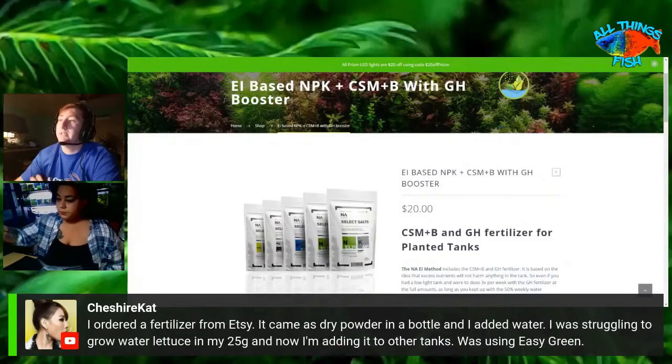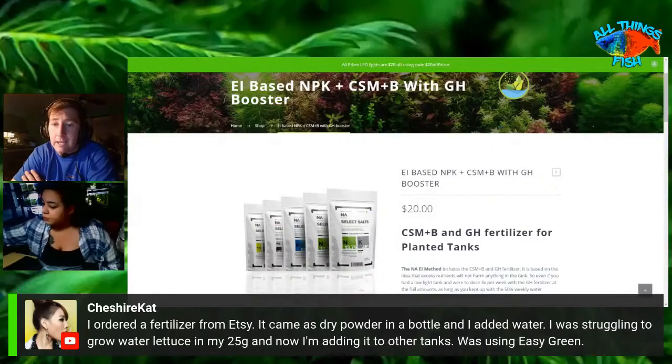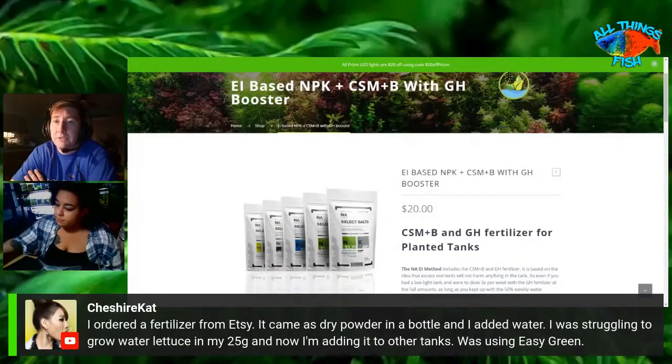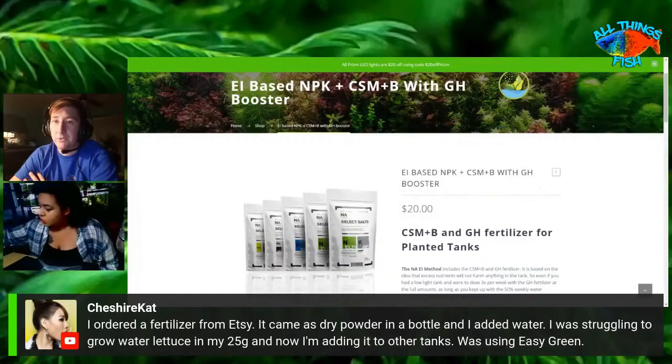Cheshire Cat said she ordered a fertilizer from Etsy. It came as dry powder in a bottle. She added the water. She was struggling to grow water lettuce in her 25, and now she's adding it to other tanks. Was using Easy Green, and you'll see that. So there are several good options for liquid fertilizers on the market. However, based on the water that you're using, or your experience level, you may not necessarily see great results using one of them. I know somebody that's used Easy Green, and they tried to switch over to an Estimative Index dry salt based system, and they just ran into problems.